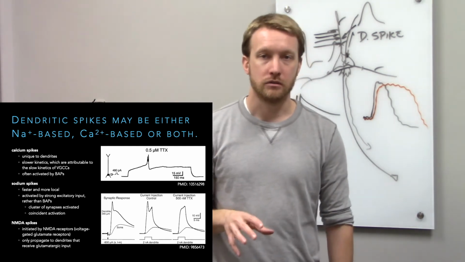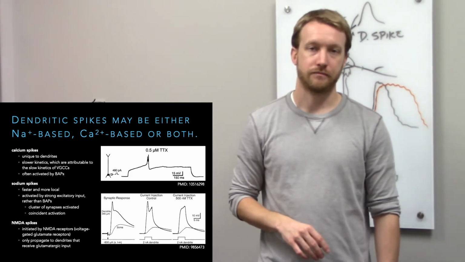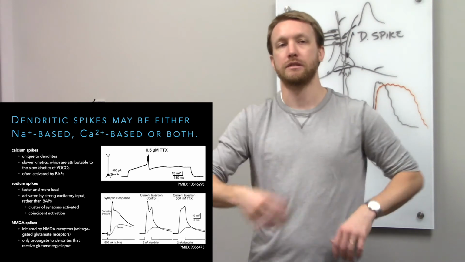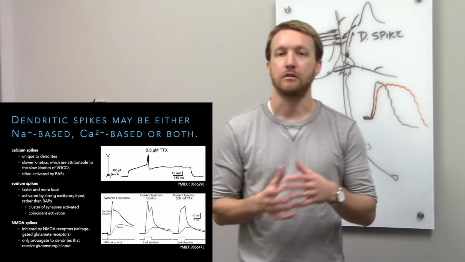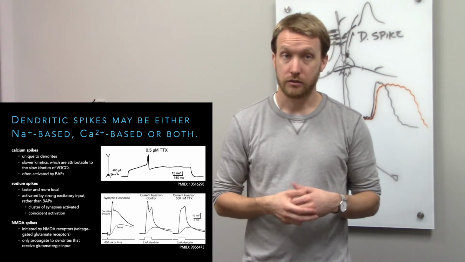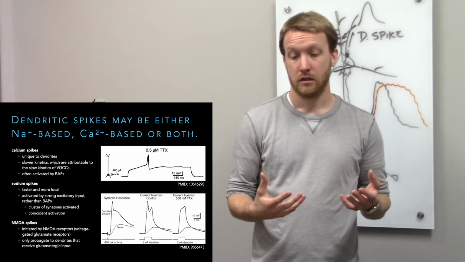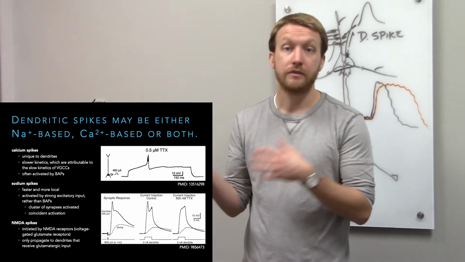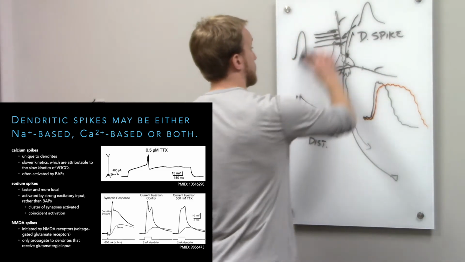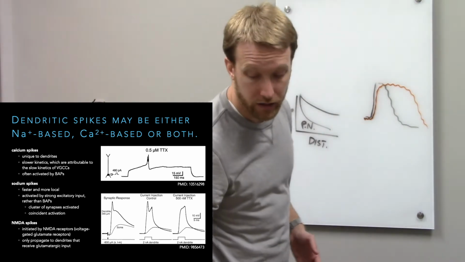A very special case of dendritic spikes would be NMDA spikes. These are also, of course, unique to dendrites. That's where we find our NMDA receptors. And these are initiated by glutamatergic input. But of course, NMDA receptors are blocked by magnesium. So in order for this to work, we have to already be depolarized. And in order for these to propagate, we have to continue to get glutamatergic input. So this is a way for neurons to create those AND gates.